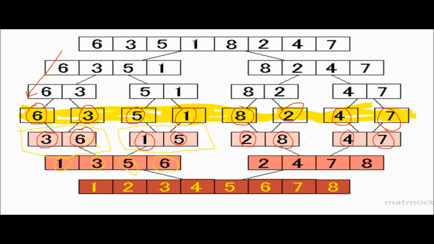The same logic will be followed while merging 2, 8 and 4, 7. First 2 will be copied, then 4 will be copied, then 7 will be copied, and lastly 8 will be copied. So in this way, we have got a list of 4 elements.